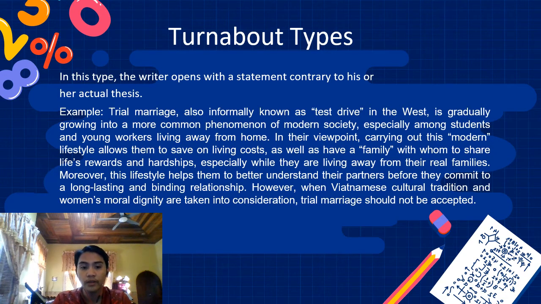Okay, the term "however" is in the last sentence. When Vietnamese cultural tradition and women's moral dignity are taken into consideration, trial marriage shouldn't be accepted. So that is the sentence that talks about the turnabout type.